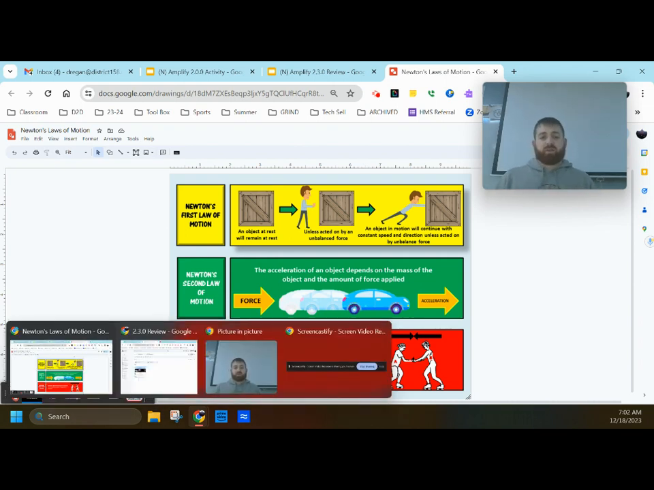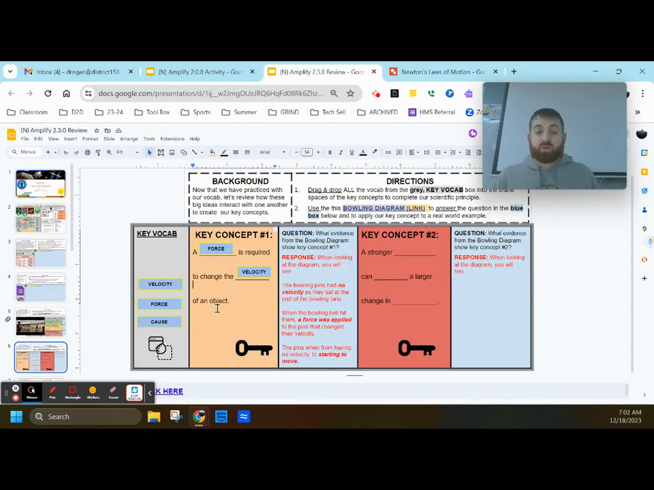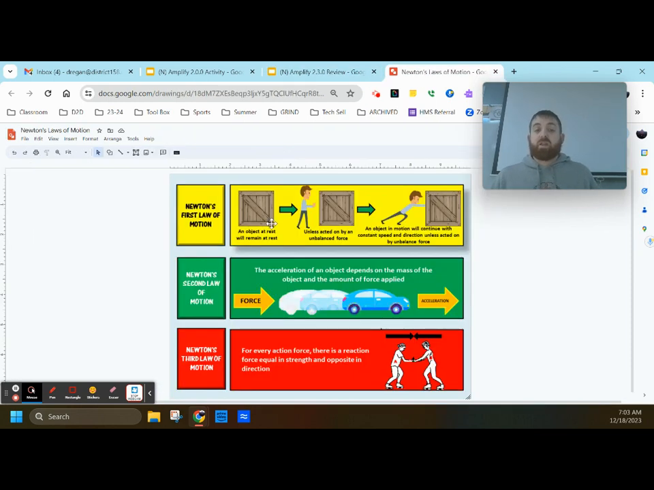So Newton has three laws for how things move in the universe. The first law, the yellow one, says an object at rest will remain at rest unless acted on by an unbalanced force. An object in motion will continue at a constant speed and direction unless acted on by an unbalanced force. Similar to our key concept that says a force is required to change the velocity of an object, this breaks it into two ideas. An object at rest will stay at rest, or not moving, and an object moving will stay moving until a force acts on it. So a force causes it to stop moving, to speed up, or to do many other things.